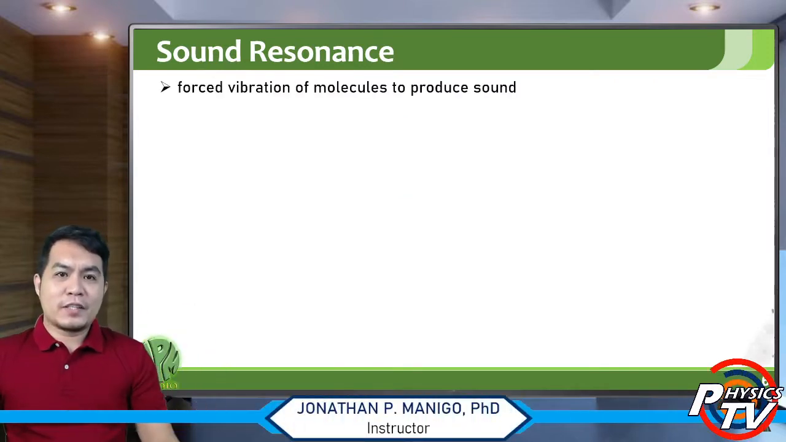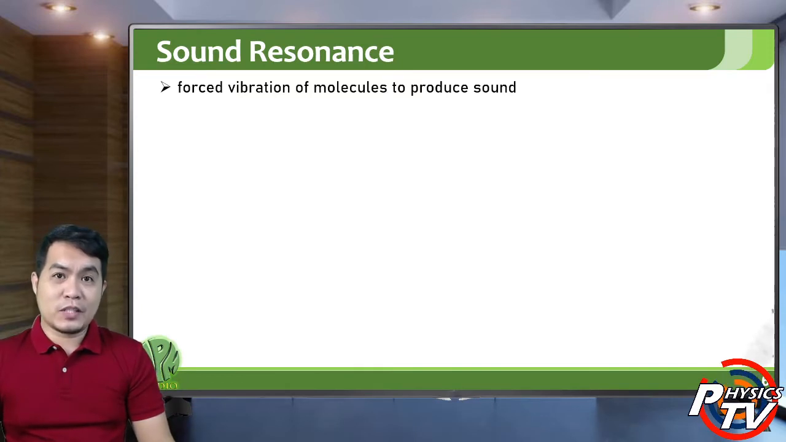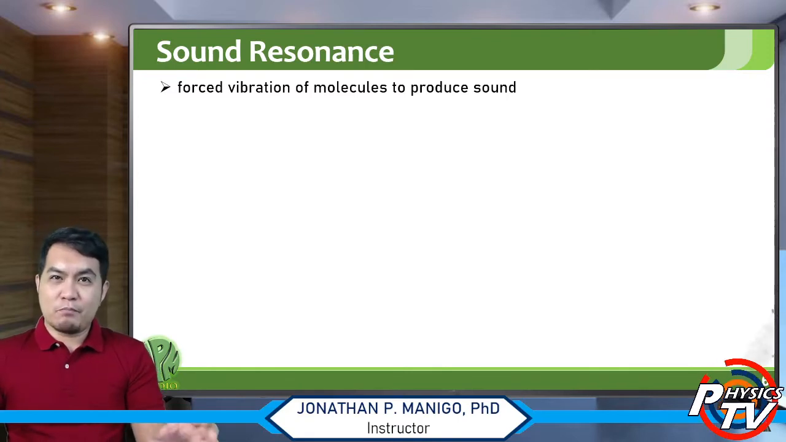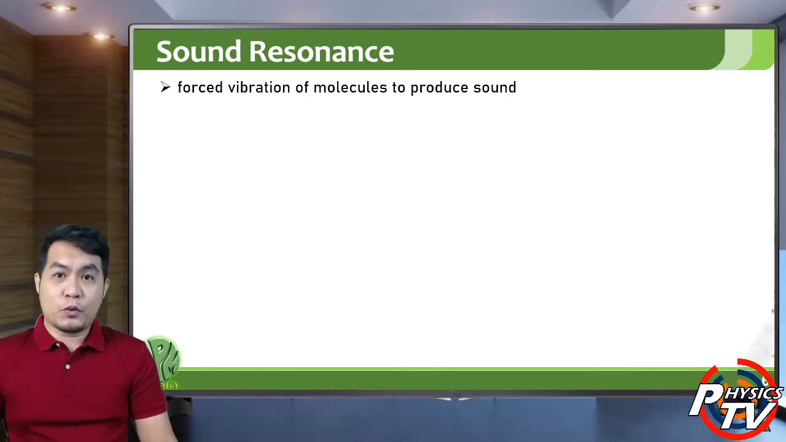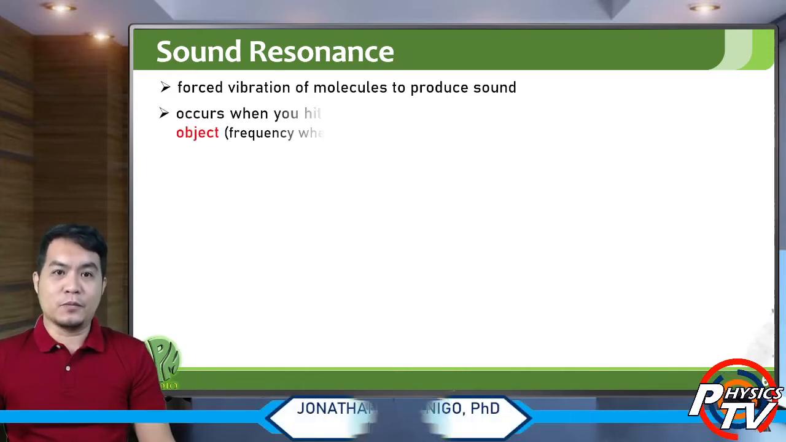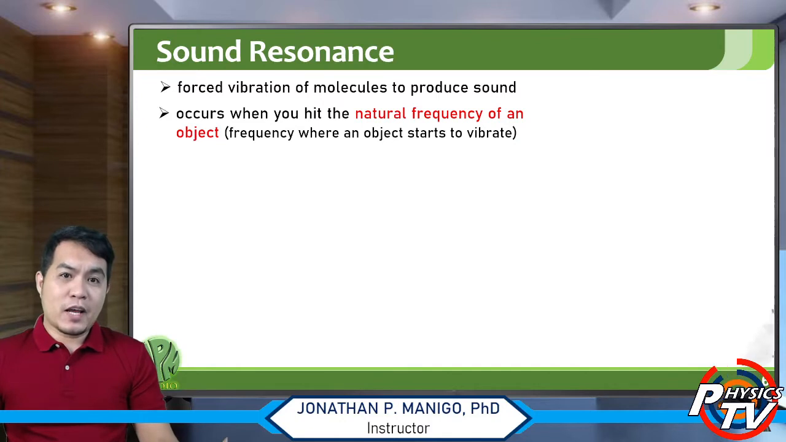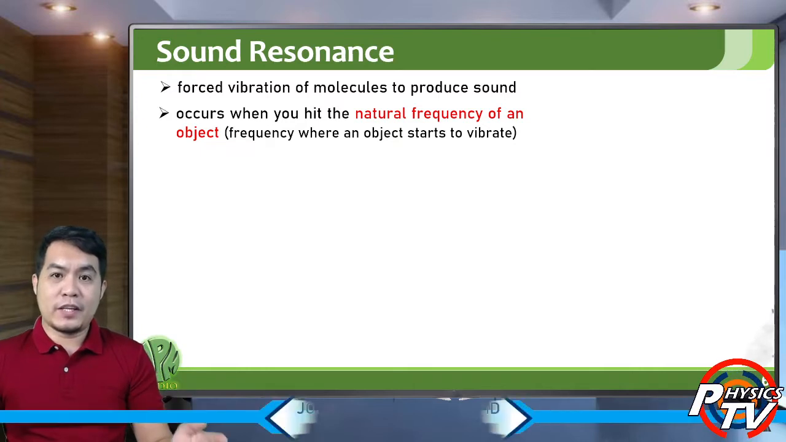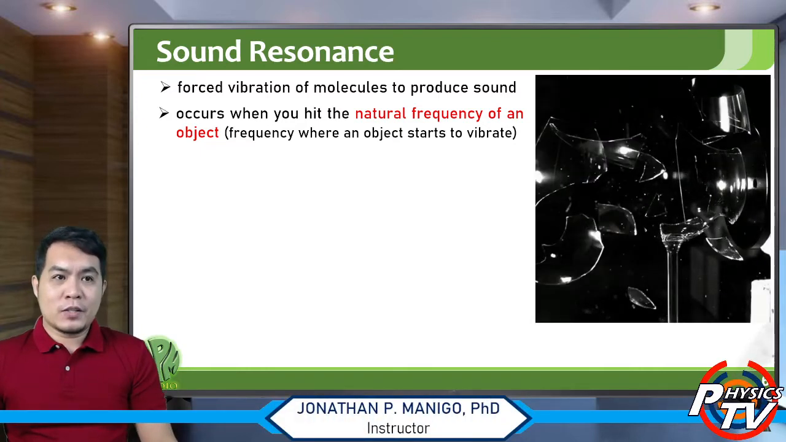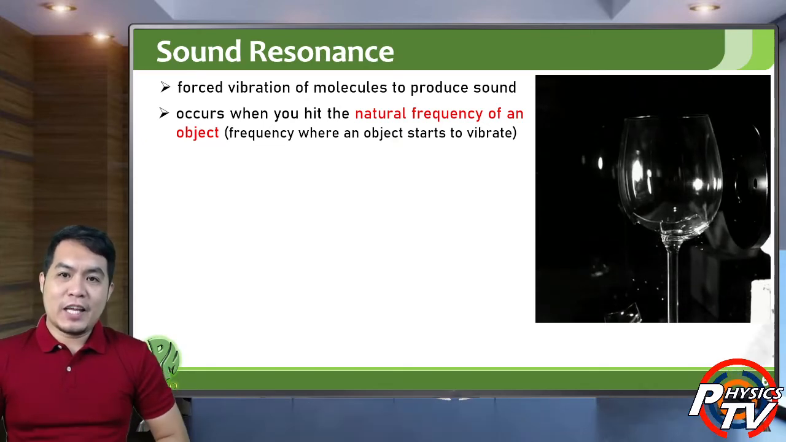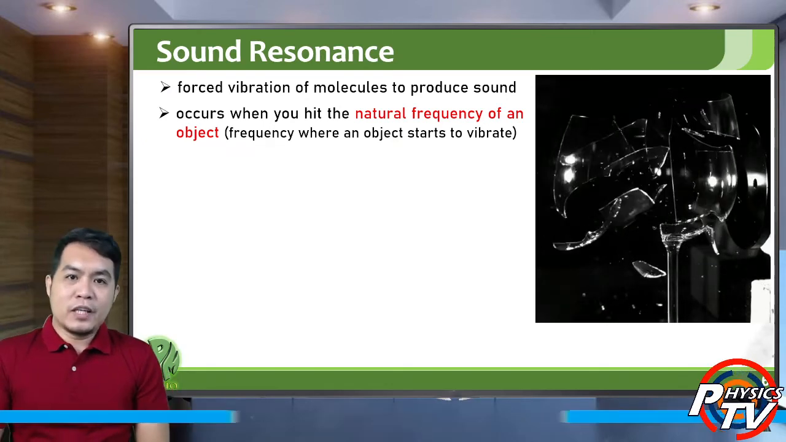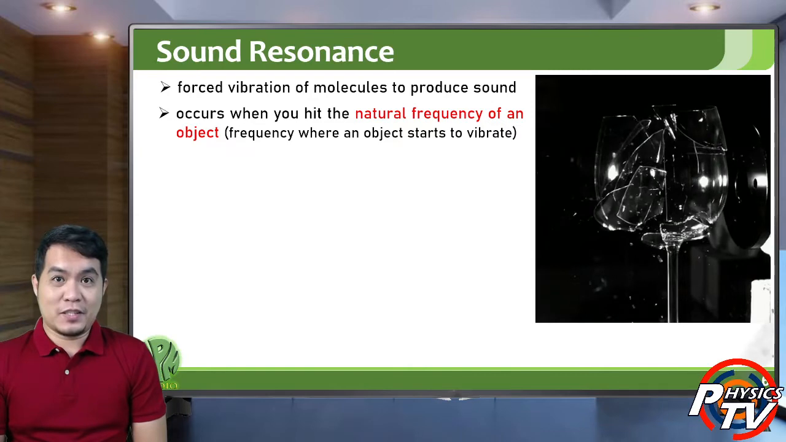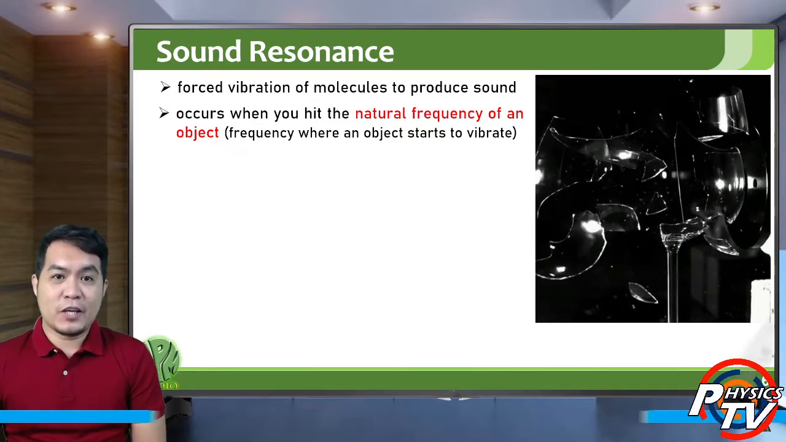So sound resonance is basically just forced vibration of molecules to produce sound. In the case of the pipe that we have discussed earlier, you are actually forcing the air molecules inside the pipe to produce a certain frequency of sound. But in general, sound resonance can occur when you hit the natural frequency of an object, the frequency at which an object starts to vibrate. In this example, you have a glass in front of a speaker, and the glass starts vibrating until it breaks. That's a manifestation of resonance.